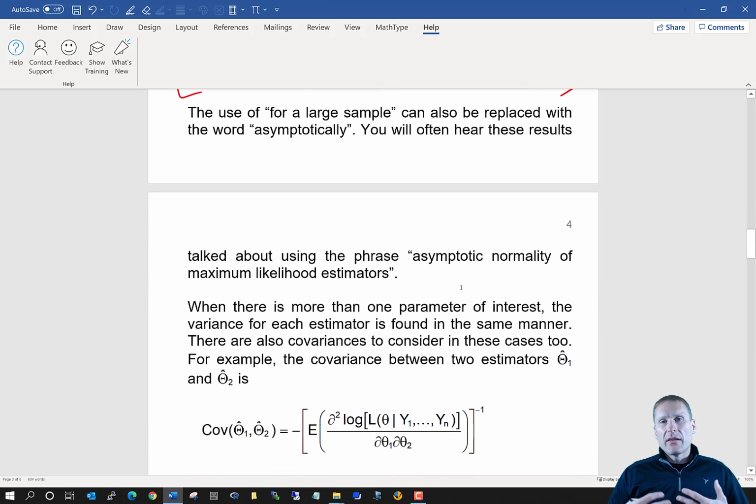Now, again, this normal distribution result works for large samples. Often people will refer to this as asymptotically this works, meaning that as n goes to infinity, I do have this normal distribution. So people will often refer to this property working with the normal distribution as the asymptotic normality of maximum likelihood estimators.